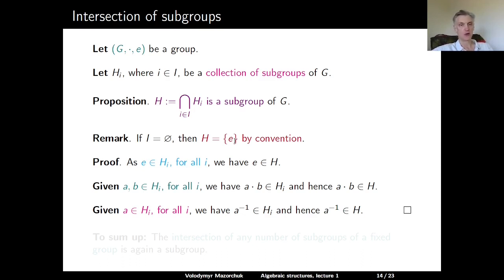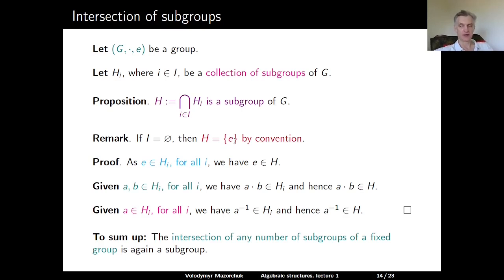So the intersection of any number of subgroups is closed with respect to the identity element, with respect to the binary operation in the group, and with respect to taking inverses. So this means that the intersection of any number of subgroups of a fixed group is again a subgroup.